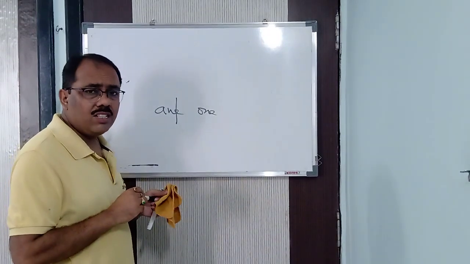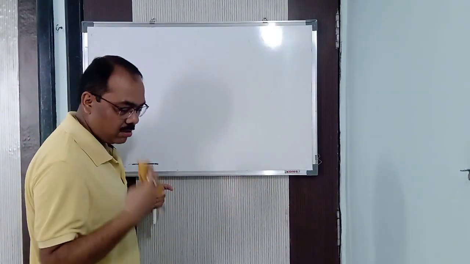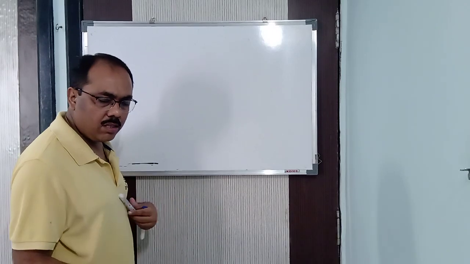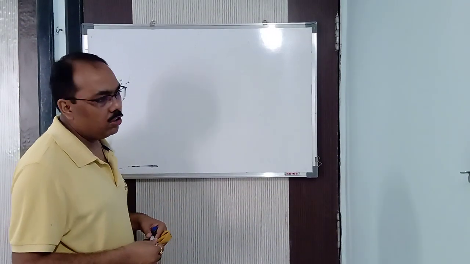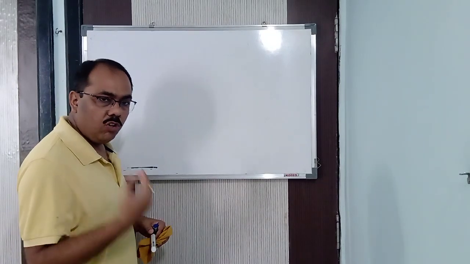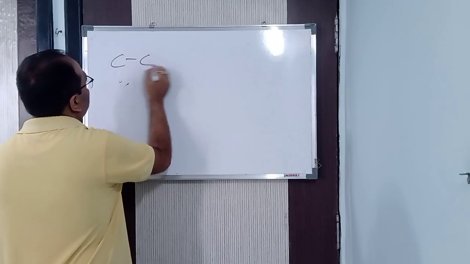So these are the certain things you have to remember, and all these things will make you perfect when you practice. The more and more you practice the examples and numericals for writing the IUPAC name, only then will you be perfect. Alright, now I'll give you an example. See here.